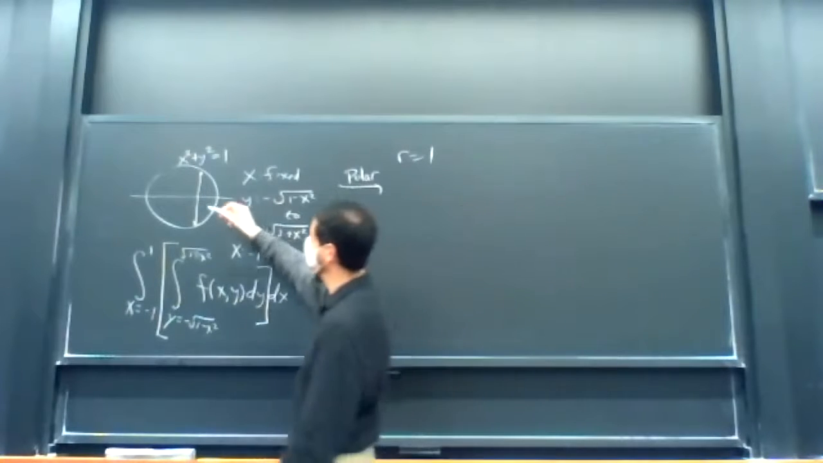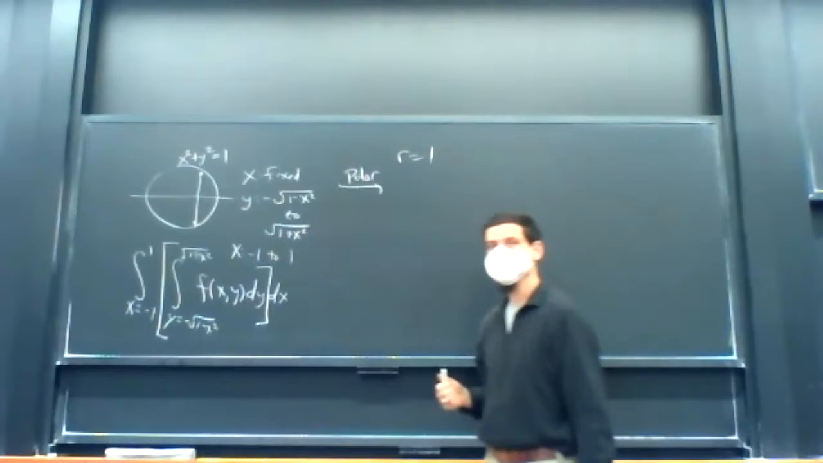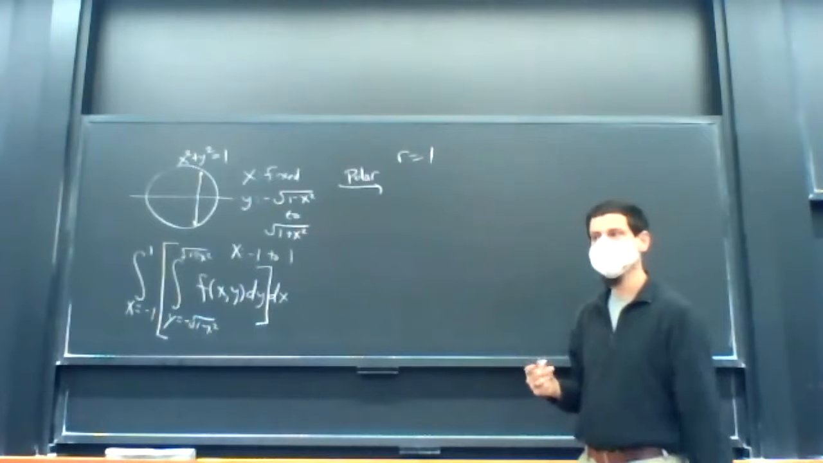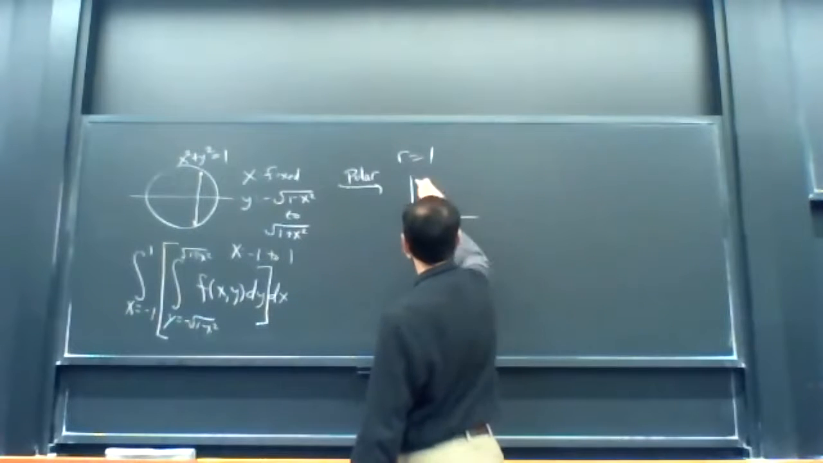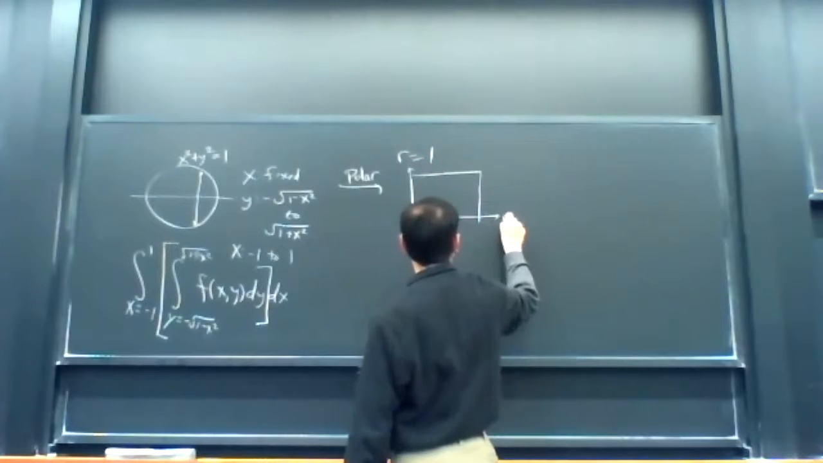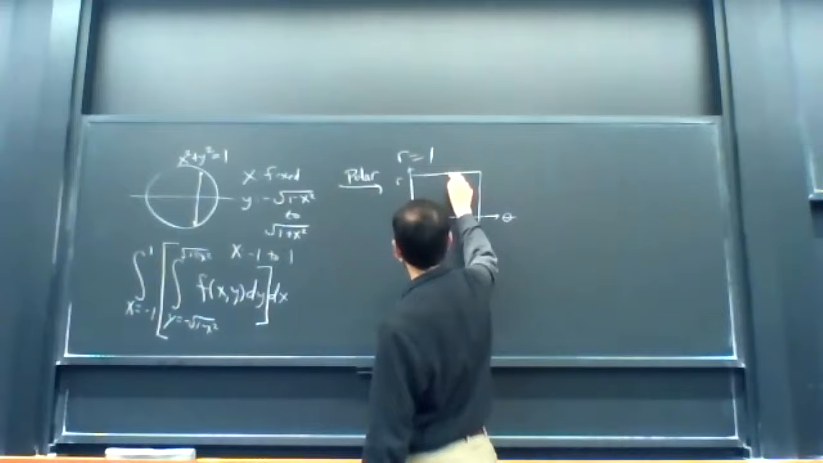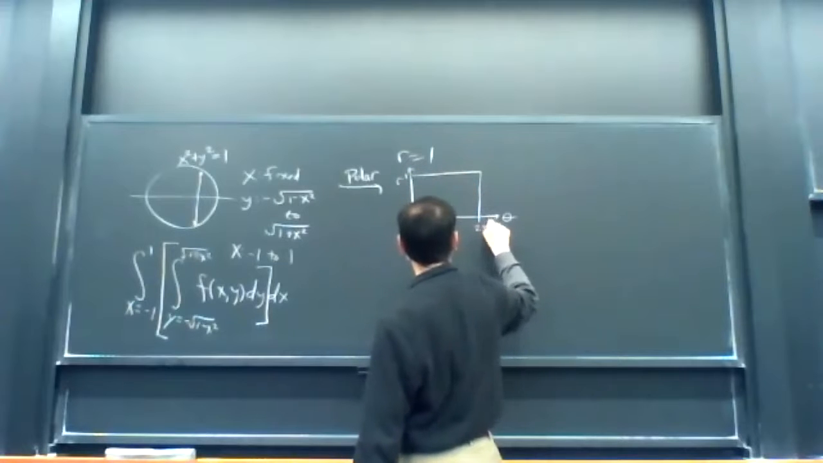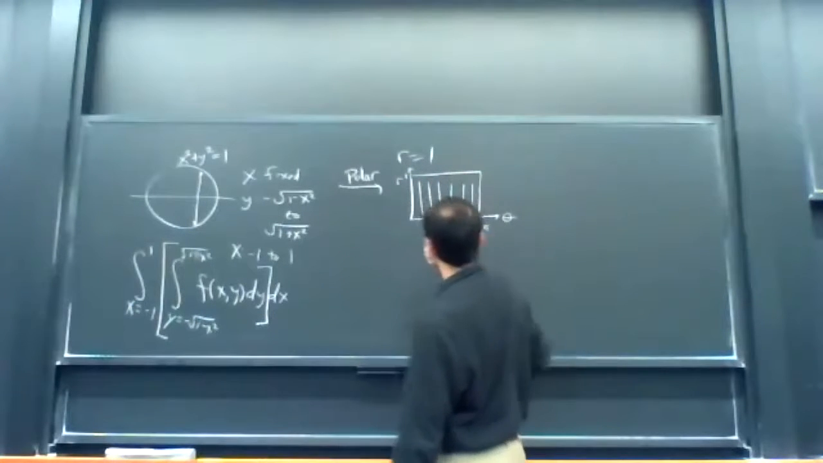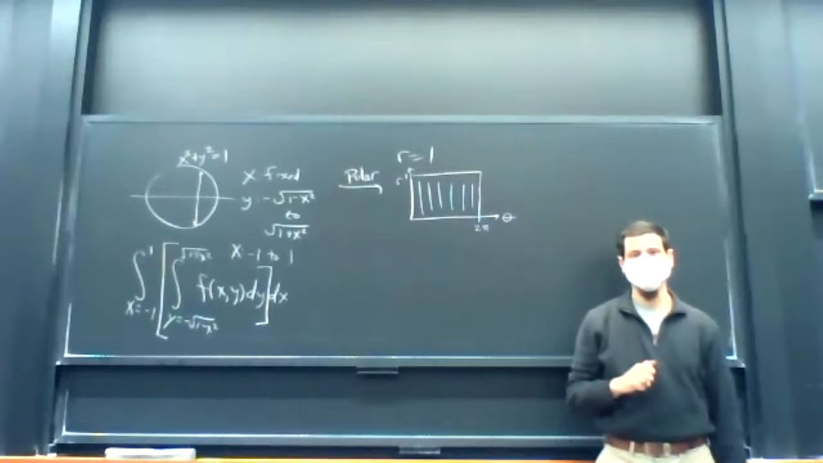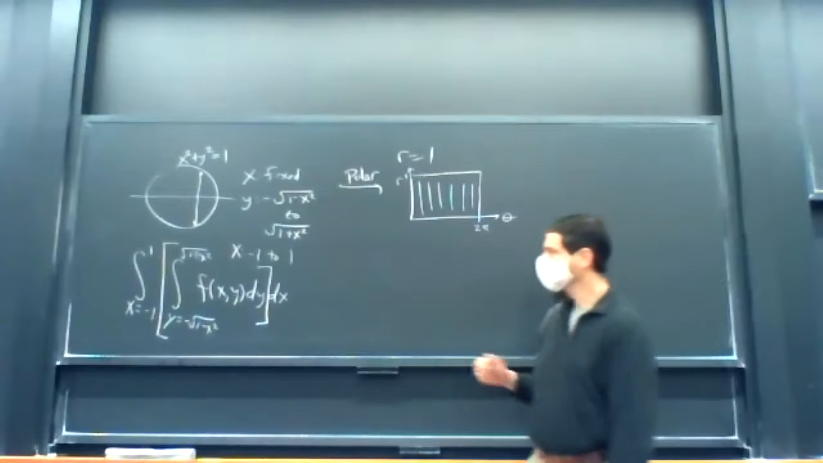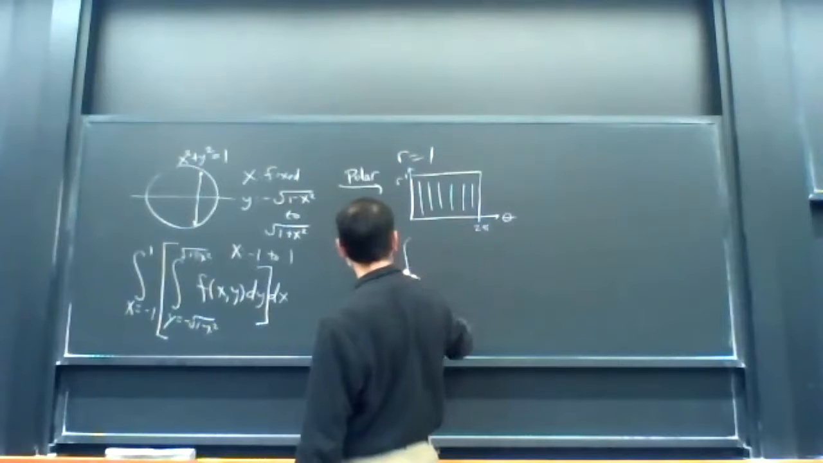And then the circle x squared plus y squared less than or equal to 1 just becomes the rectangle r less than or equal to 1. And so in polar coordinates, if I do theta here and r here, this would be 1, this would be 2 pi, and I would just have a rectangle. And now what I can do is theta goes from 0 to 2 pi, r goes from 0 to 1.